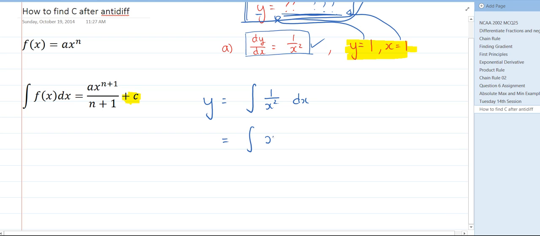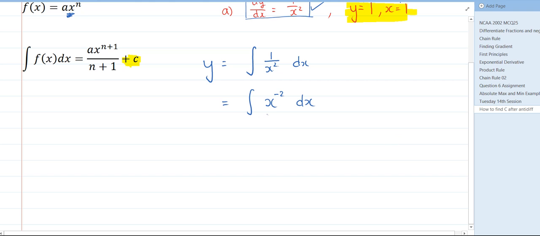This is the same thing as writing x to the power of negative 2 dx, because remember, our rule over here, we'd like it if it was x to the power of n, not 1 over x squared. So by changing that, I can actually use the rule. According to the rule, a, which is currently 1, x to the power of negative 2 plus 1 over negative 2 plus 1. If you're confused, this is the rule in the previous video. Then you've also got plus c. So this is going to give me what y is equal to.